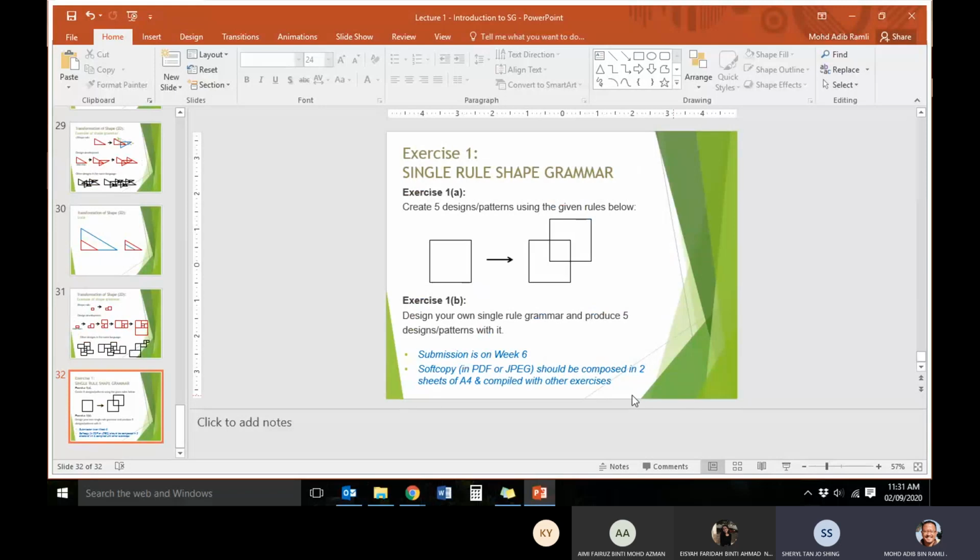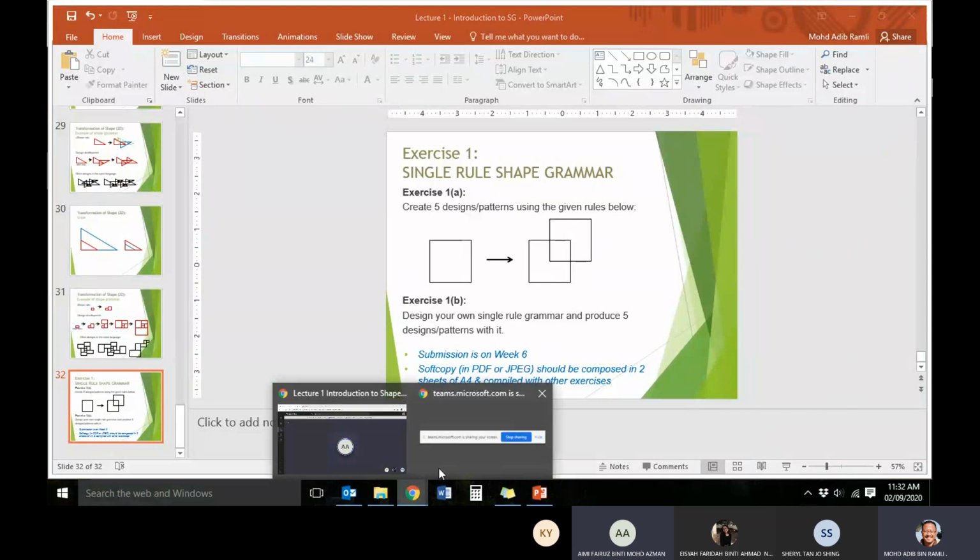Sir, I have a question. Will the PowerPoint slides be uploaded? Yeah, I will upload shortly in Teams. I don't think Teams is ready yet, so I will just share the file. Did you get the module outline and the file? I would post this slide. You can search under files as well. I'm still not in Teams yet.